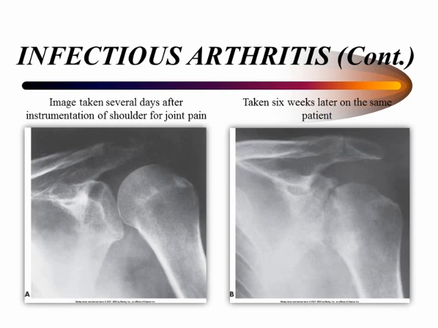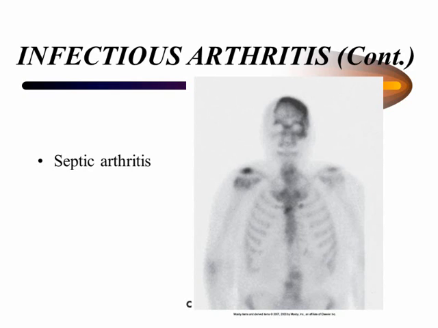An example of a patient with infectious arthritis is provided on this slide. Several days after instrumentation of the shoulder for joint pain, there is separation of the humeral head from the glenoid fossa caused by fluid in the joint space. Six weeks later, pronounced cartilage and bone destruction are evident with sclerosis on both sides of the glenohumeral joint. This is consistent with septic arthritis. In that same patient, we can see on a radionuclide scan a focal area of increased activity in the right shoulder that correlates with the clinical history of septic arthritis.